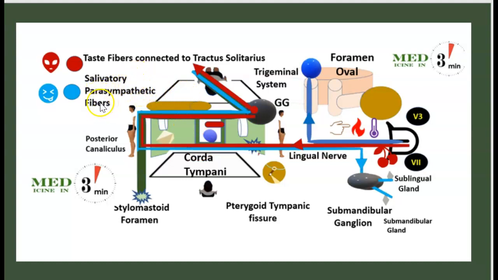Salivatory parasympathetic fibers come from the superior salivatory nucleus. They go through the facial canal until the geniculate ganglion. From the geniculate ganglion, they follow the canal until the pyramid. At this level, in the posterior wall of the middle ear, there is an opening called the posterior canaliculus.